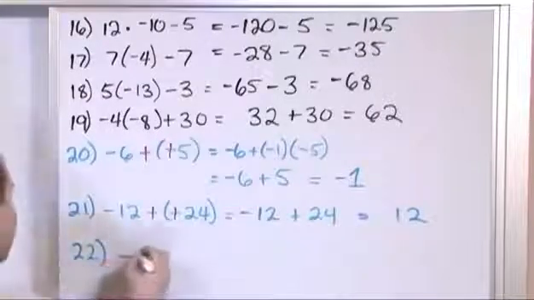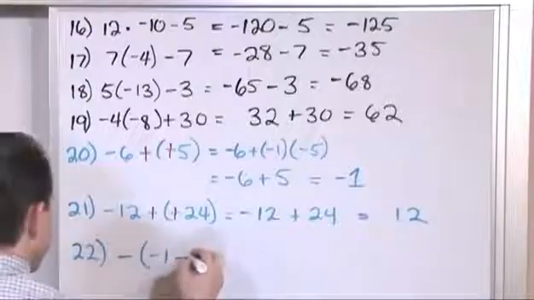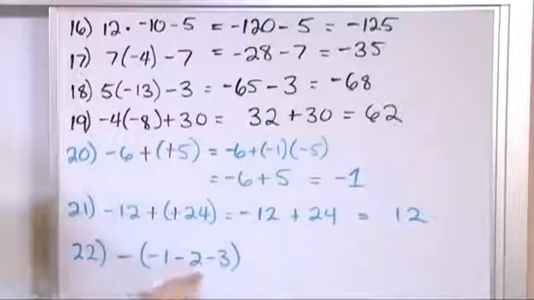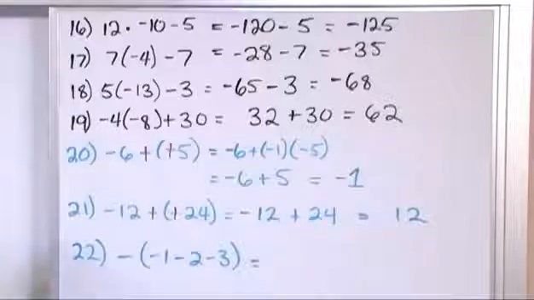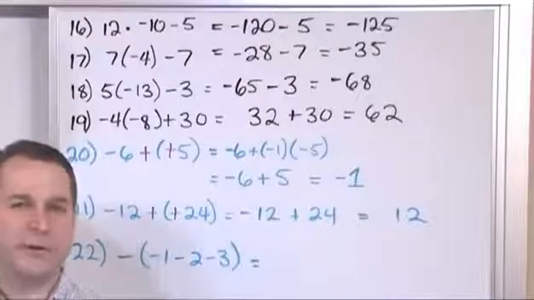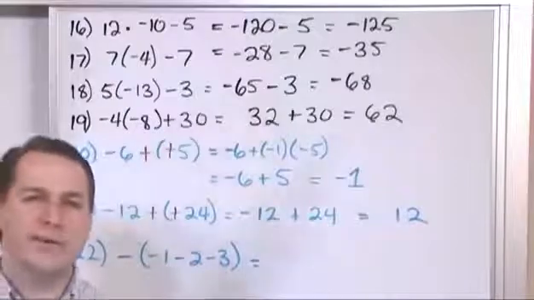And for 22, let's say you had a negative sign out front, negative (1 minus 2 minus 3). So negative (1 minus 2 minus 3). How do we deal with this? Well, you always want to do what's inside of the parentheses first. That's another little rule that we're going to get to and talk a lot more about later, but I'm giving you a little bit of a preview. Anytime you see parentheses, you always want to do what's inside those parentheses first.